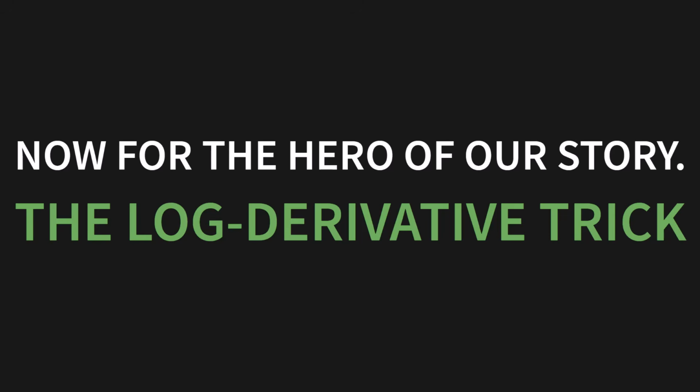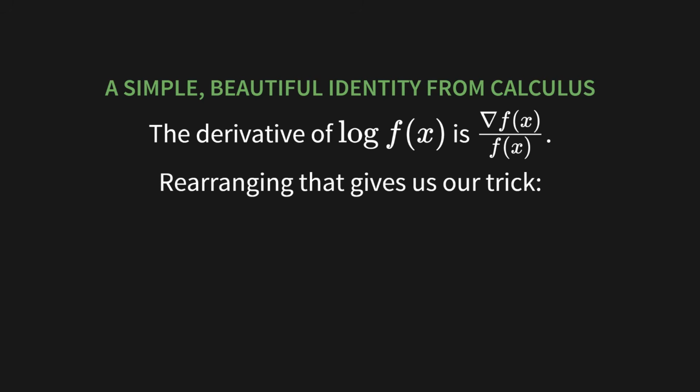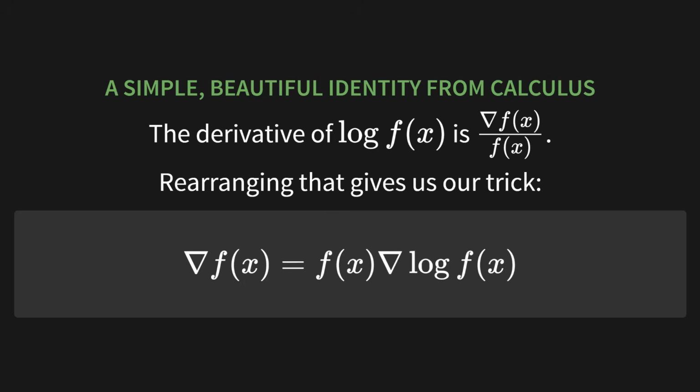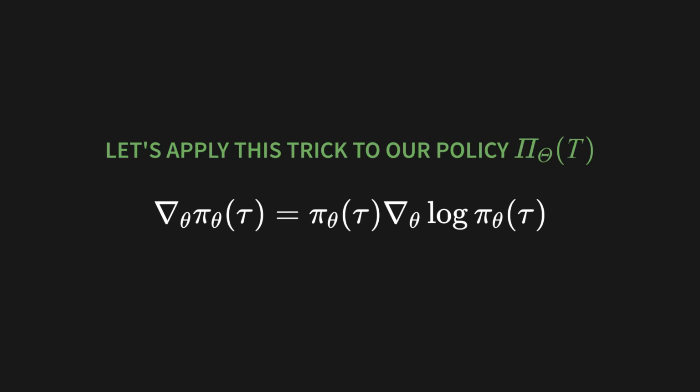Now for the hero of our story, the log derivative trick. This is a simple, beautiful identity from calculus. You've probably seen it. The derivative of the log of f of x is the gradient of f of x divided by f of x. If we just rearrange that a little bit, we get our trick. The gradient of f of x equals f of x times the gradient of the log of f of x. It's so simple. Let's apply this trick to our policy, pi theta of tau. The gradient of our policy equals the policy itself times the gradient of the log of our policy. Do you see where this is going?